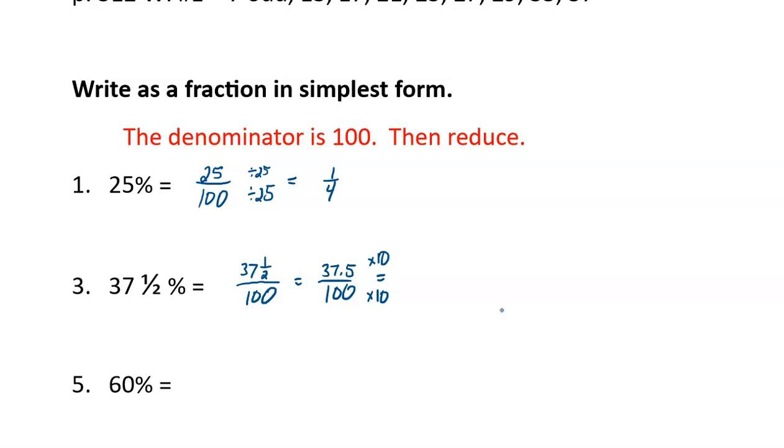And the reason you do that is because it takes the decimal 37.5 and makes it into 375 over 1,000. Now this can be reduced. The calculator is probably the fastest way because of the size of the numbers. This is equal to 3/8.